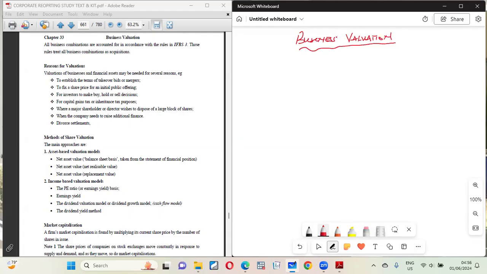Now, it is business valuation. And so what we are doing is valuing the worth of a business. Now, from the basics of accounting, we've been learning the accounting equation, the very basic of accounting. From the accounting equation, we learned that there are resources of the business, which we call assets.